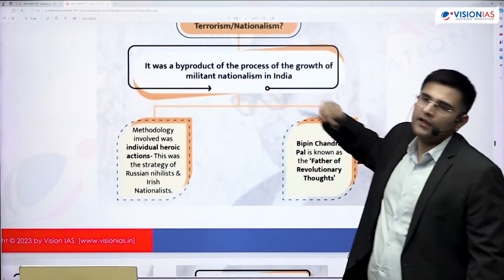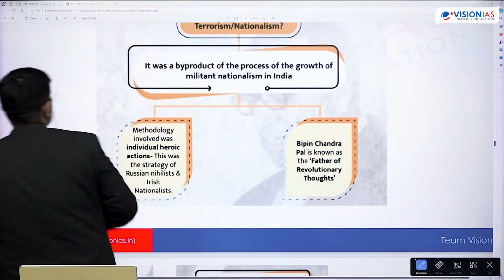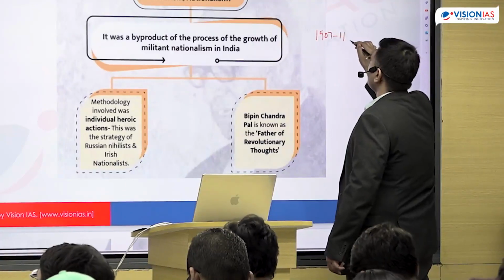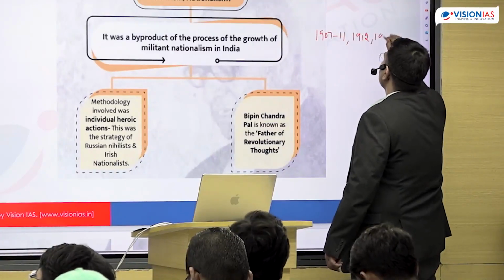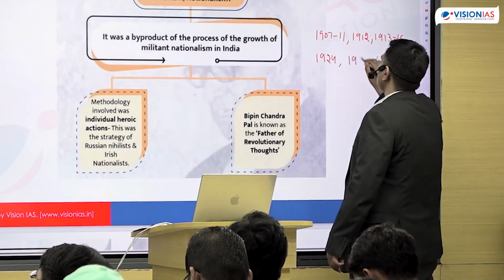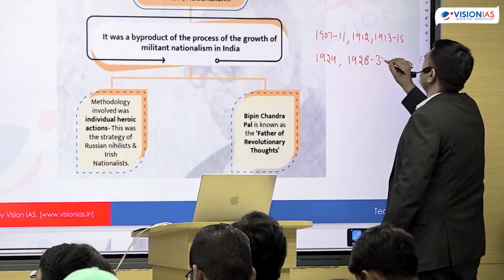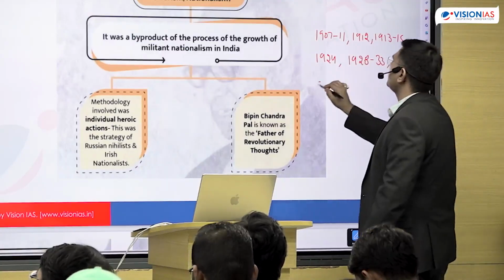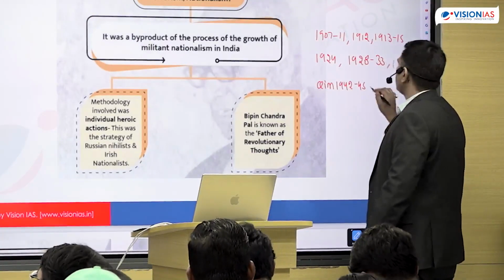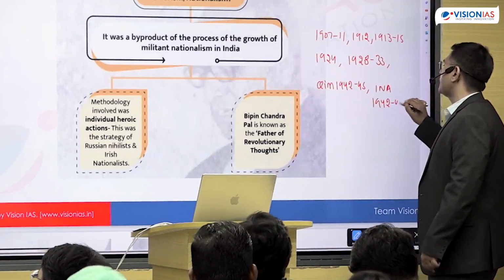So why is this revolutionary activity rising? Revolutionaries came in these phases, right? First they came in 1907 till 1911. Then there was something in 1912, then in 1913-15. Then revolutionaries rose in 1924, then in 1928 till 1933, right? Then in the Quit India movement also, from 1942 to 1945, there was underground activity. And then Azad Hind Fauj was also revolutionary in that particular sense, from 1942 to 1945, right?